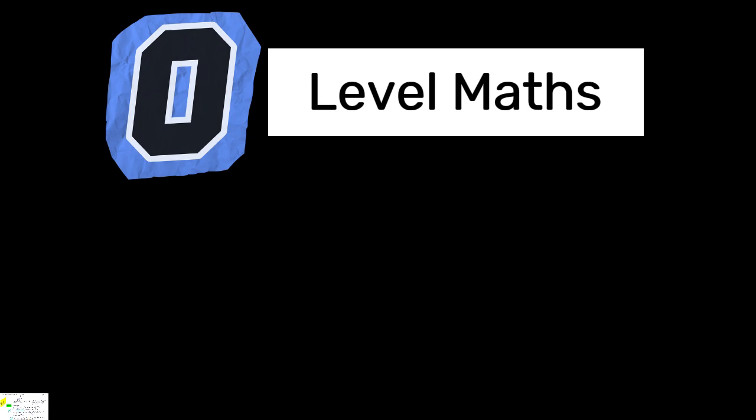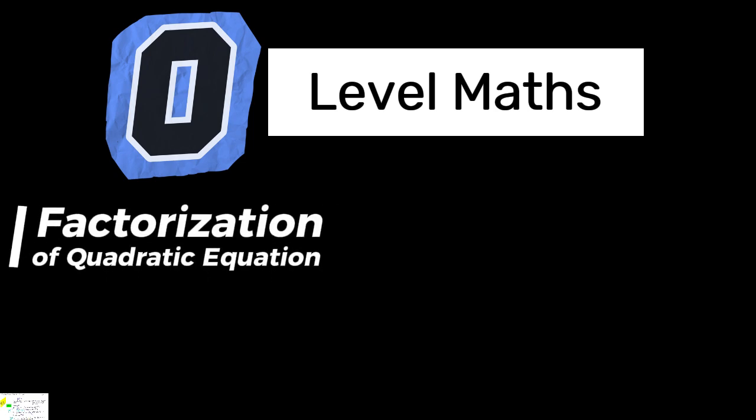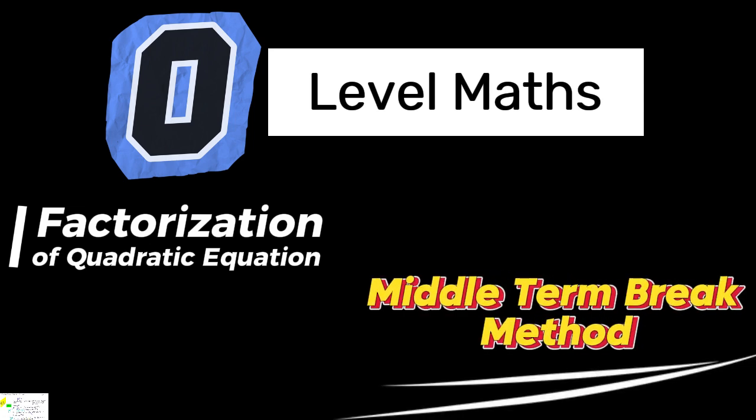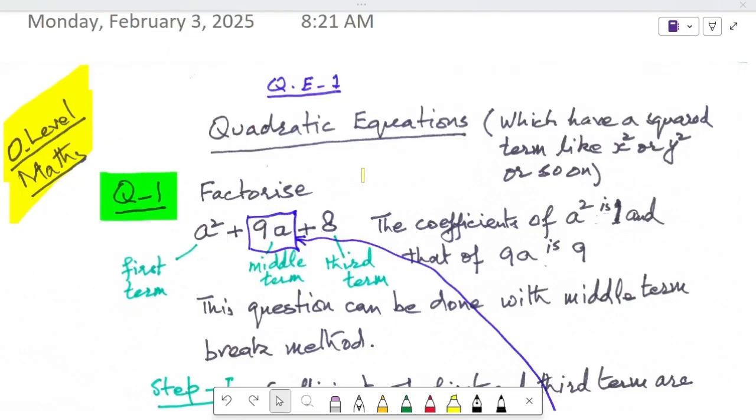In this lecture, we are going to do factorization of quadratic equations with the help of middle term break method. In question 1, I have given you the question as a square plus 9a plus 8. Can you see that all the signs are positive in this?